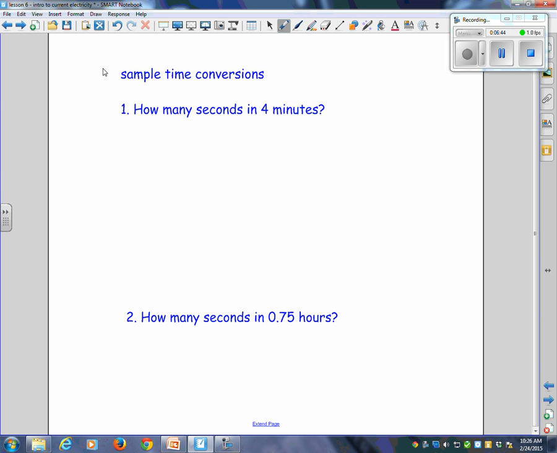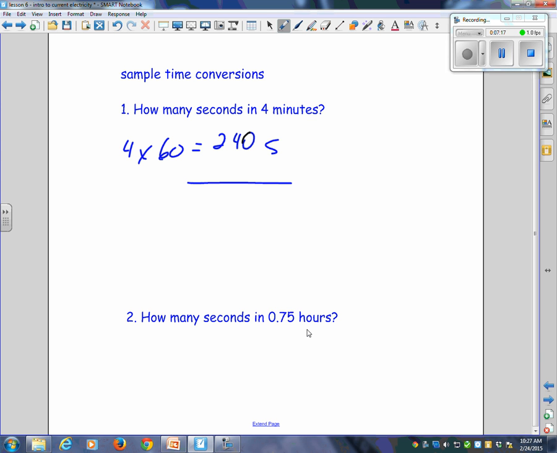Okay, so before we can get into the real stuff, I have to talk about simple time conversions with you. How many seconds in 4 minutes? 4 minutes times 60? 240. I think most people can do that, right? 4 times 60 is 240.